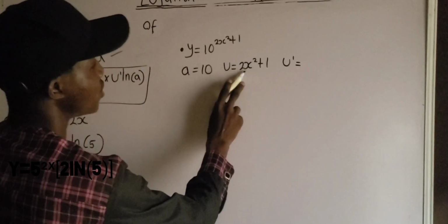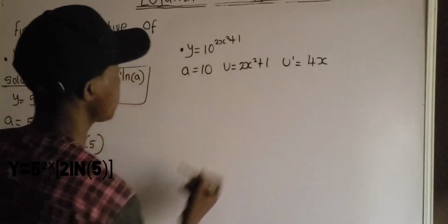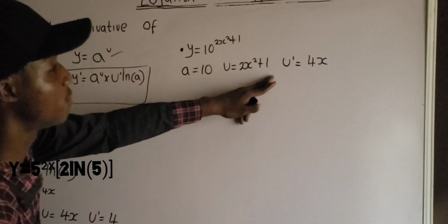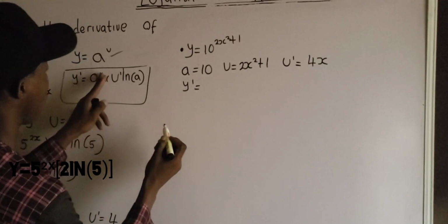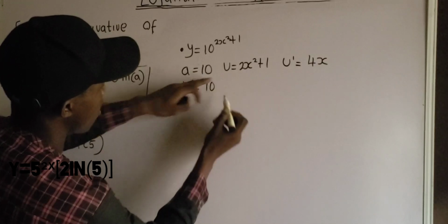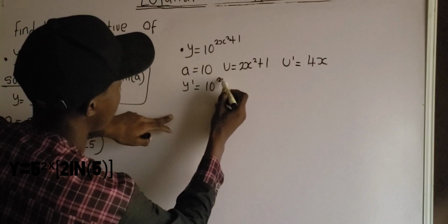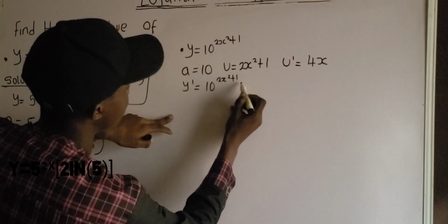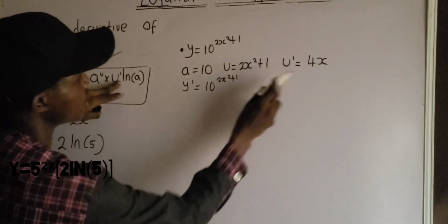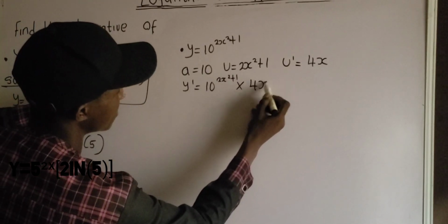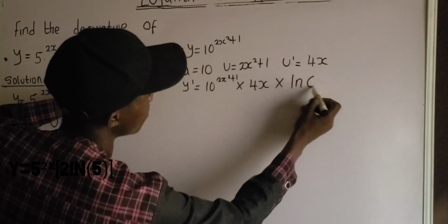differentiate 2x squared plus 1 using the power rule. I'm going to have 4x. Okay, now I have taken the derivative of u. Now I can use this formula. The derivative of y is equal to a raised to the power of u. a is 10. So 10 raised to the power of u is 10 raised to the power of 2x squared plus 1, multiplied by the derivative of u. The derivative of u is 4x, multiplied by the natural log of a, ln a. a is 10. So I'm going to have ln 10.